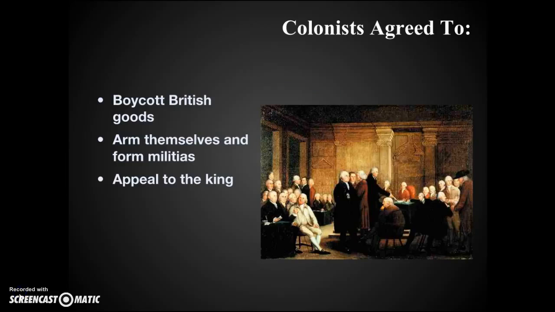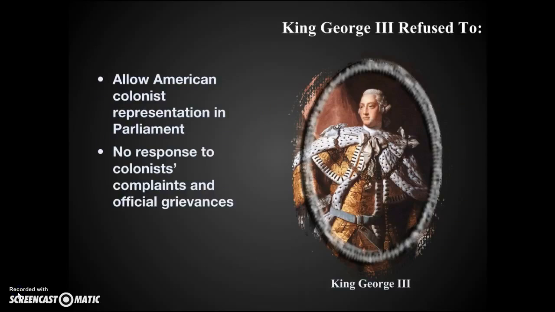The First Continental Congress agreed to the following measures to let Great Britain know they meant business: boycott British goods, arm themselves and form trained militias, and appeal directly to King George III. The king seemed to be too dignified and important to be bothered with trivial demands by the menial colonists.